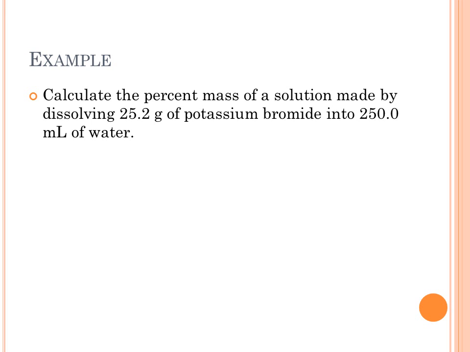So let's look at another example. Calculate the percent mass of a solution made by dissolving 25.2 grams of potassium bromide into 250 milliliters of water. Here we'll assume the density of water is 1, so the 250 milliliters is 250 grams. So the percent of potassium bromide will be the 25.2 grams of potassium bromide divided by 25.2 grams plus 250 grams. So we have to get the mass of the whole solution by adding those two together. Times 100% will give us 9.16% potassium bromide.